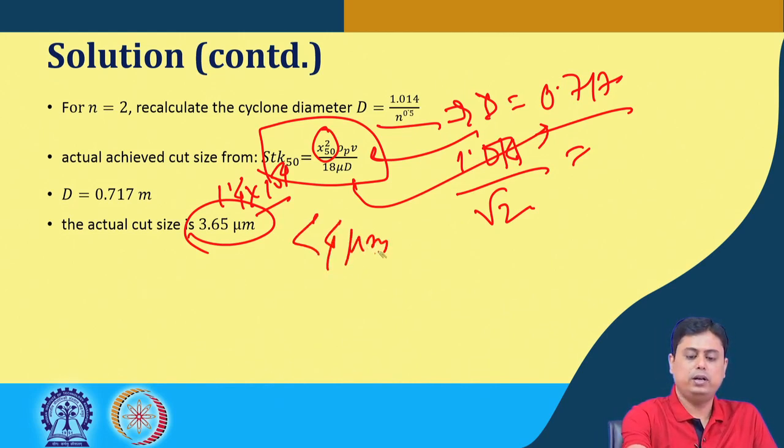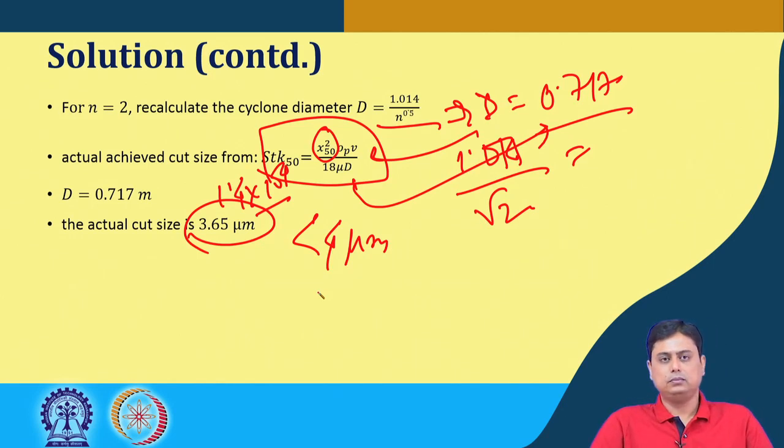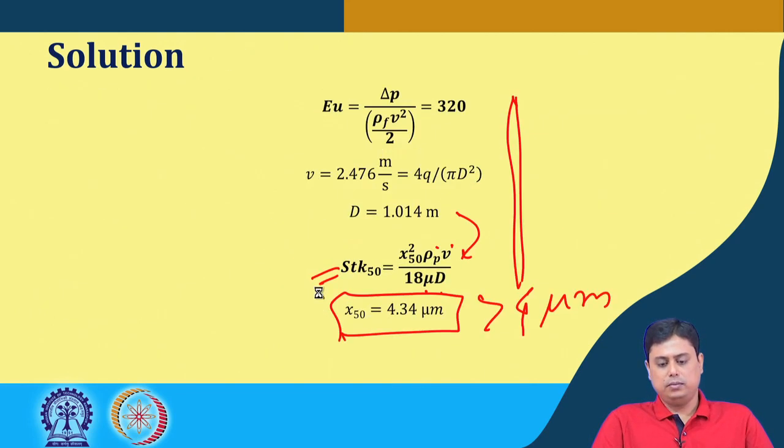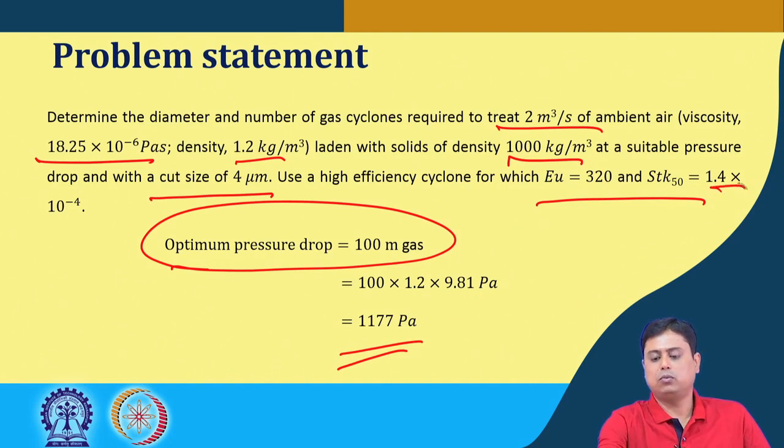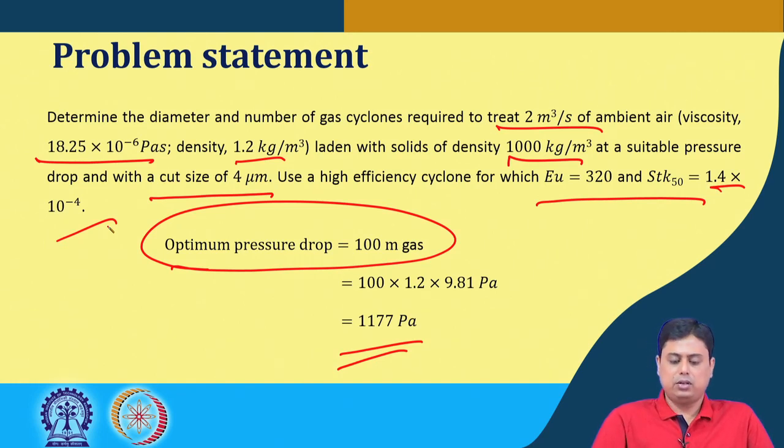Below the cut size required, 4 micron, which means if we use two cyclones having an Euler number of 320 and Stokes number of 1.4 multiplied by 10 to the power minus 4, with a pressure drop of 1177 Pascal, we can have a cut size of 3.65 micron, which means we can clean the gas from the particles having diameter of 4 micron and above.